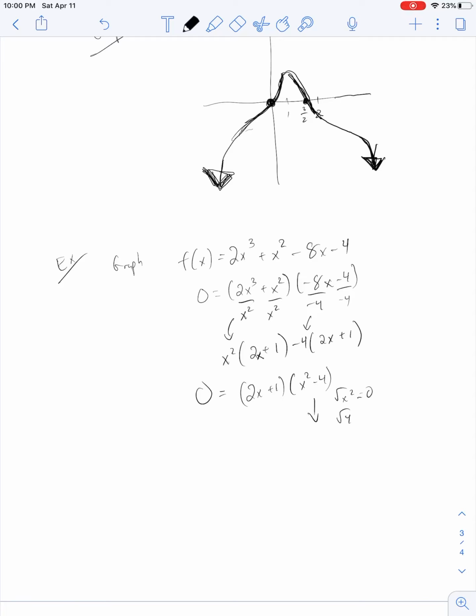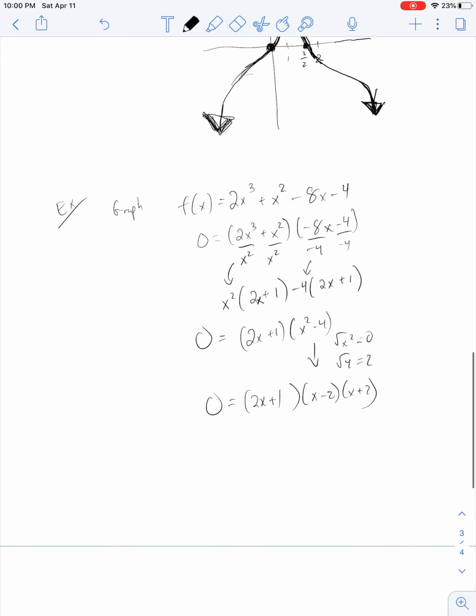This can be factored further. x squared minus 4, the square root of 4 is 2. So now this is x minus 2 times x plus 2, and this is 2x plus 1 equals 0. And we solve each one of these, just like we did before in our factoring chapter.